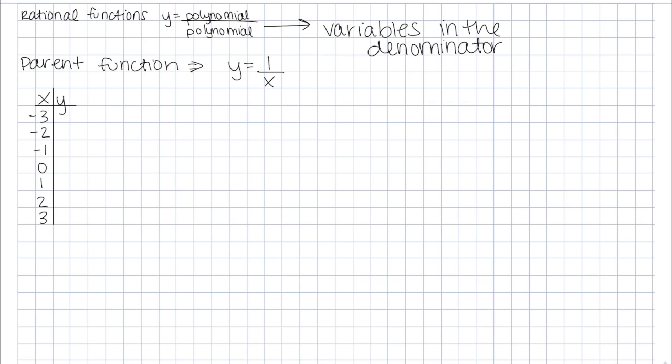So if we plug in -3, then we get -1/3. If we plug in -2, then we get -1/2. Plug in -1, we just get -1. What happens when we plug in 0? We cannot divide by 0, so this is actually undefined. 1 divided by 1 is 1, 1 divided by 2 is 1/2, and 1 divided by 3 is 1/3.